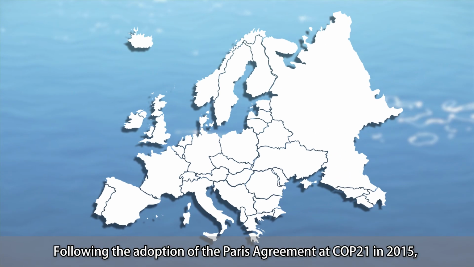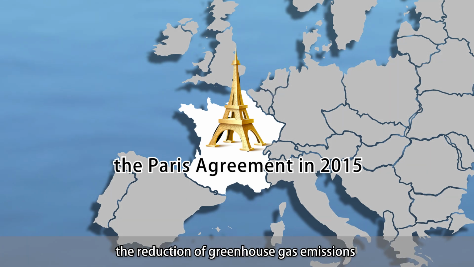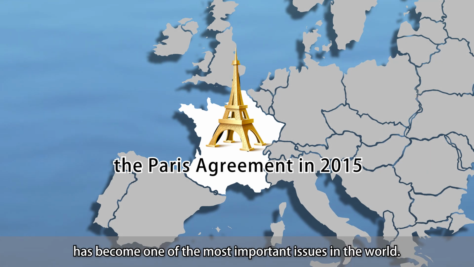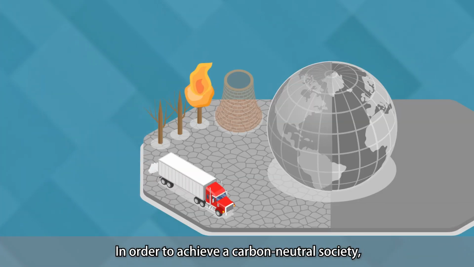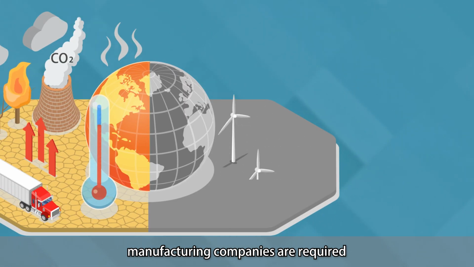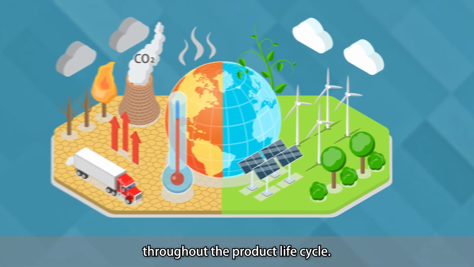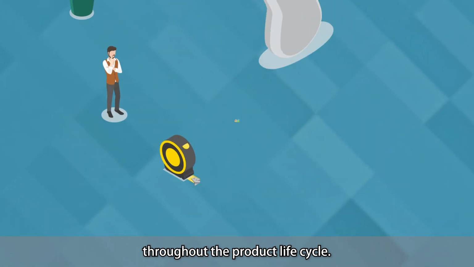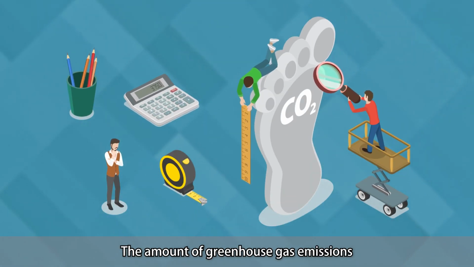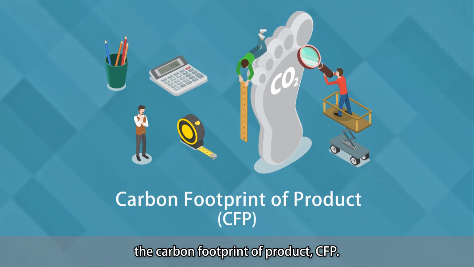Following the adoption of the Paris Agreement at COP21 in 2015, the reduction of greenhouse gas emissions has become one of the most important issues in the world. In order to achieve a carbon-neutral society, manufacturing companies are required to manage and reduce greenhouse gas emissions throughout the product lifecycle. The amount of greenhouse gas emissions throughout the product lifecycle is called the carbon footprint of product, CFP.